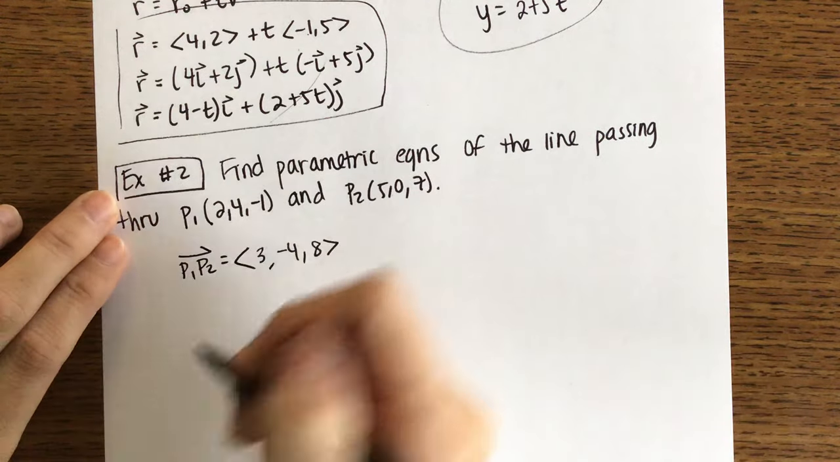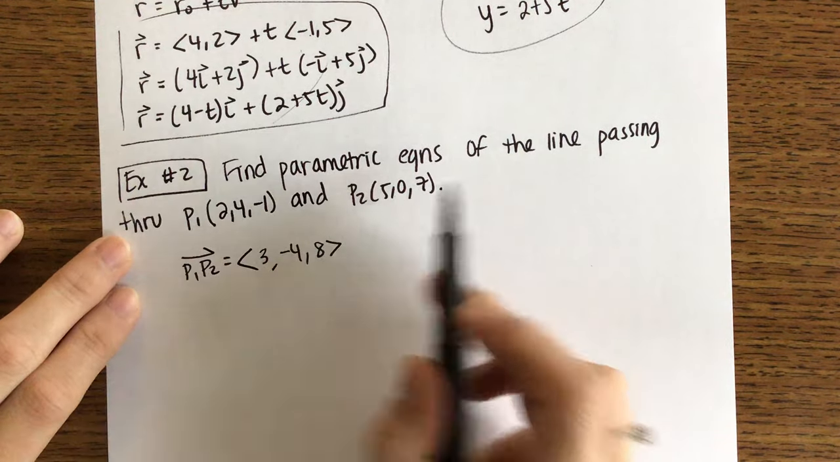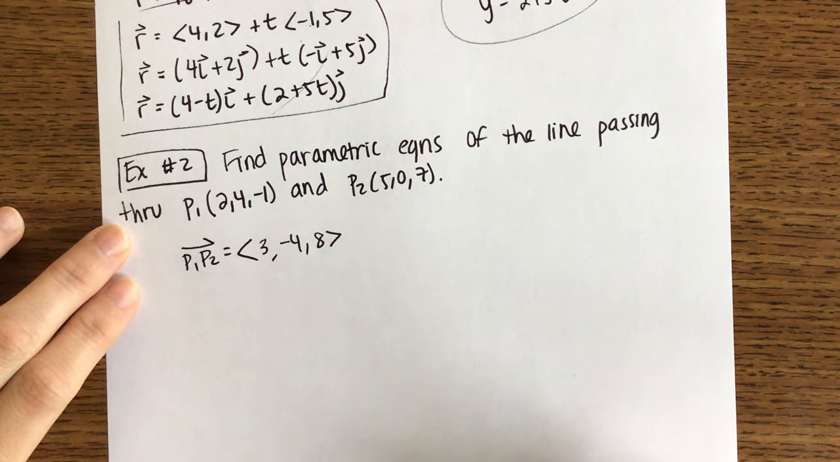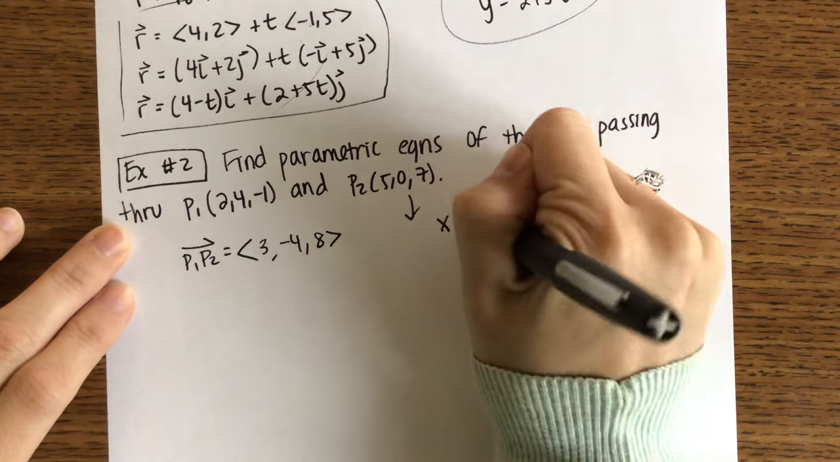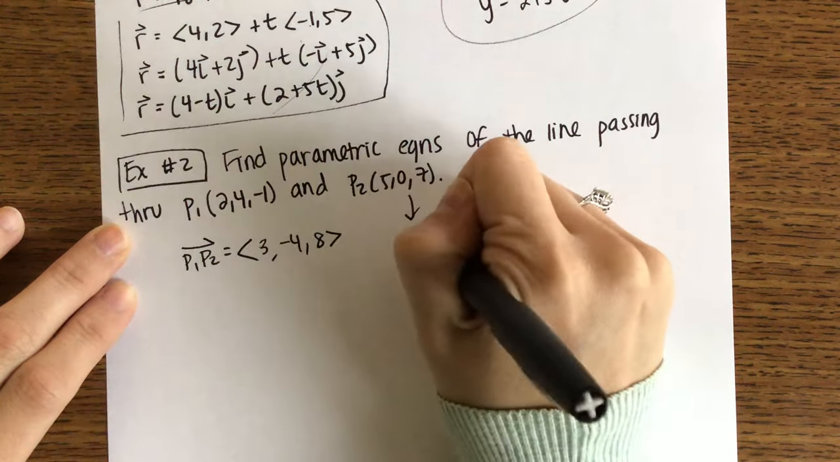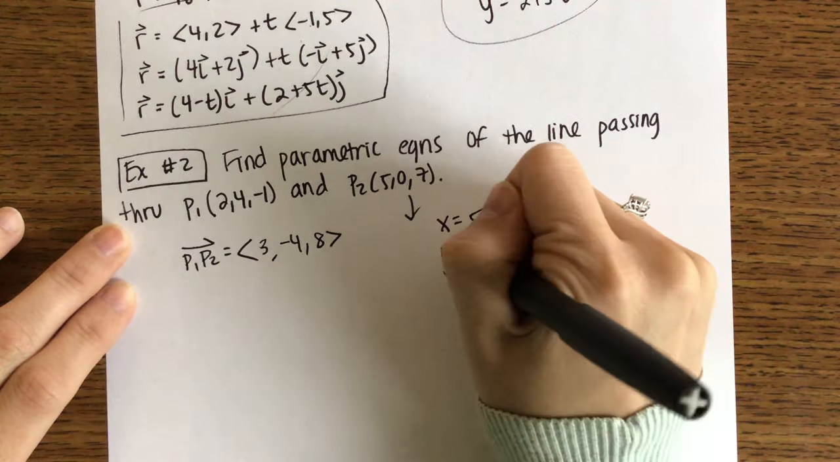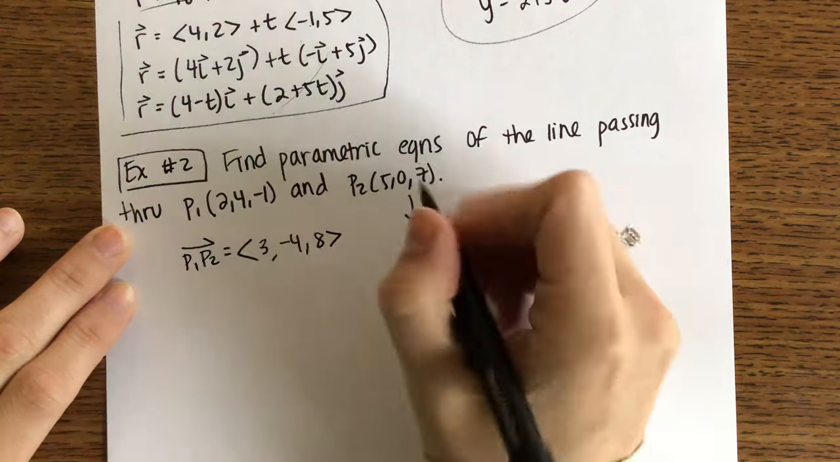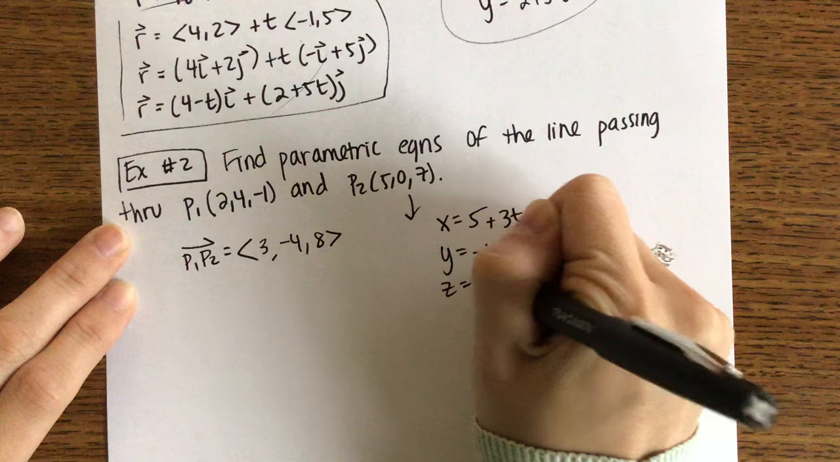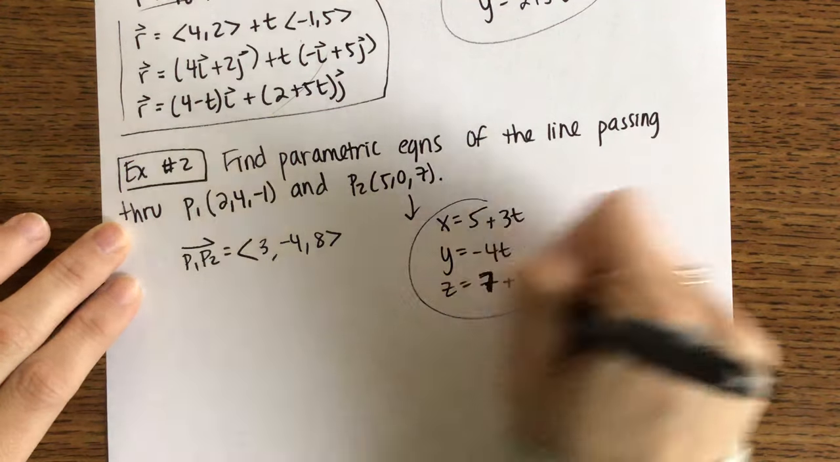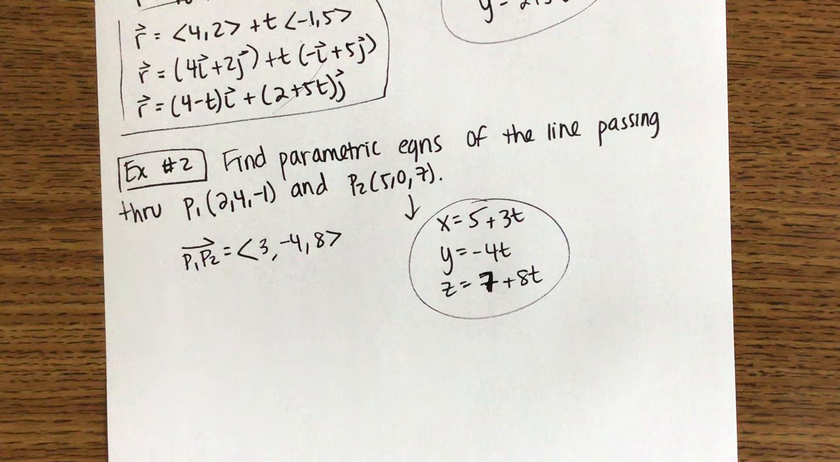We need parametric equations. What point do you guys want to use, the first one or the second one? Second, great, we'll use that one. Okay, so we get x equals 5 plus 3t. y equals 0 minus 4t. z equals 7 plus 8t. So those are our parametric equations. Questions on parametric or vector equations before we move on to the third representation?